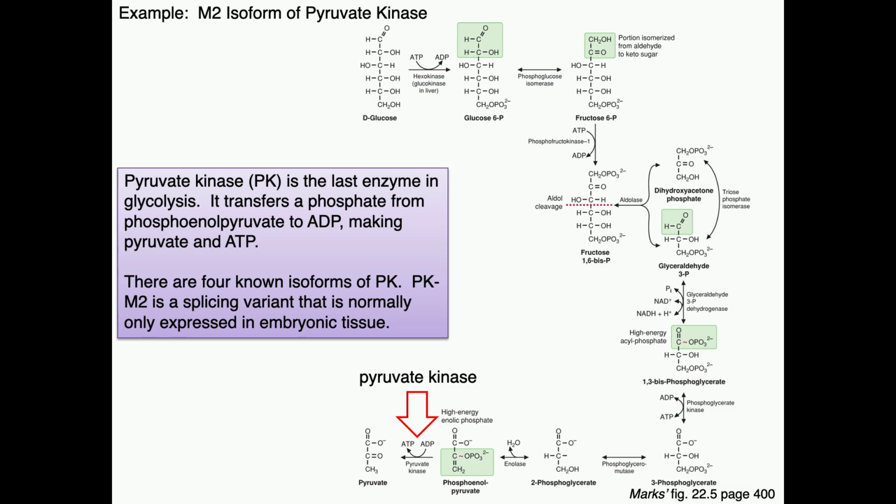There are 4 different isoforms of the pyruvate kinase enzyme made by 2 different genes, and they have some different kinetic and different regulatory properties. Should we look at some data? Okay.